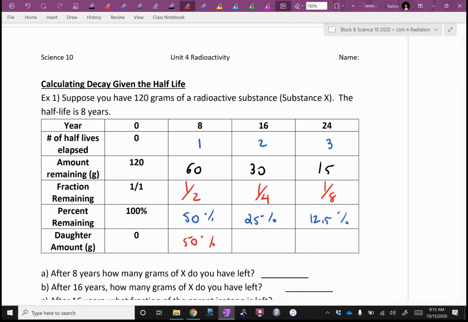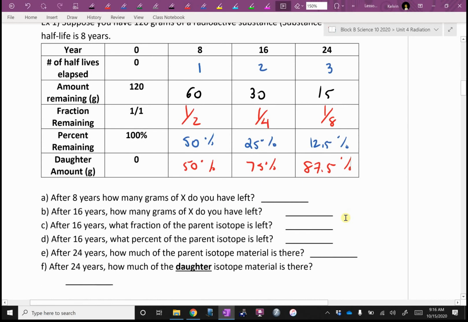After 16 years, if 25% is the parent, what percent has turned into the daughter isotope? 75. And so that actually gives us 2 ways to date objects. We can either measure the amount of the parent isotope left or the amount of the daughter isotope left. We typically do whichever one is easier to collect and measure because some of these are pretty tough to measure. Oh, and then we would have 87.5% left. Okay?